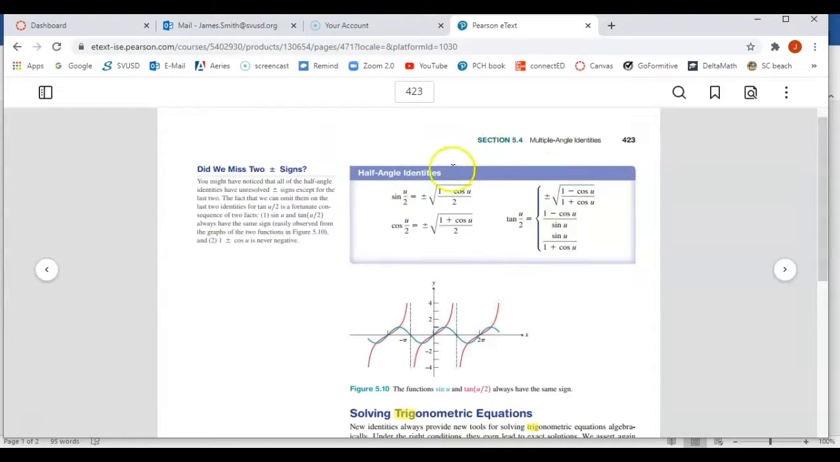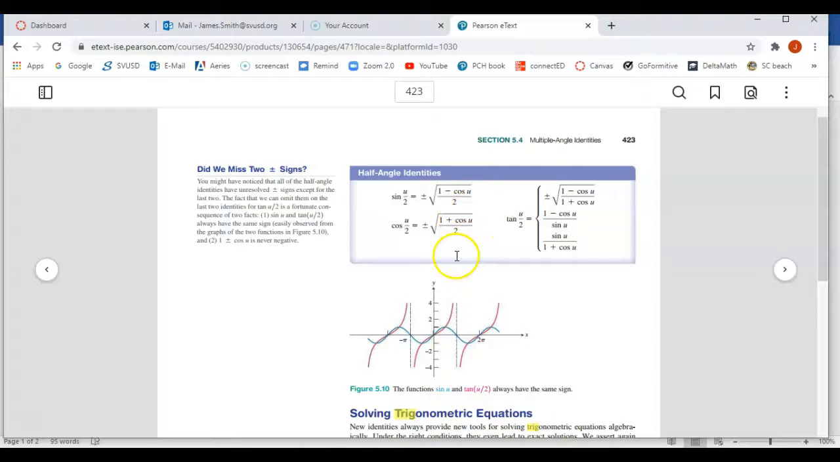So here's our half angle formulas. They look like this. And so for the one that we're doing right now, we have the sine of x over 2. So we're going to be plugging in this information in for the sine of x over 2. So let me just write that on my paper so I have it in front of me. So square root 1 minus cosine u all over 2.